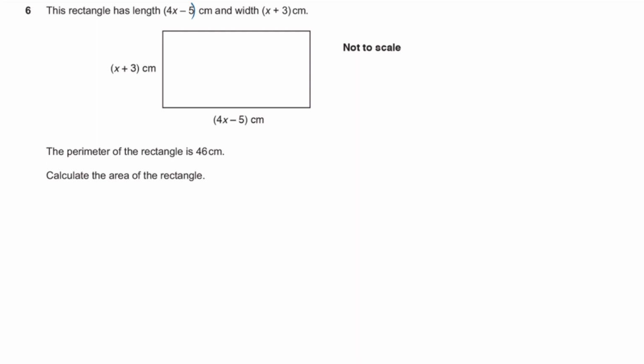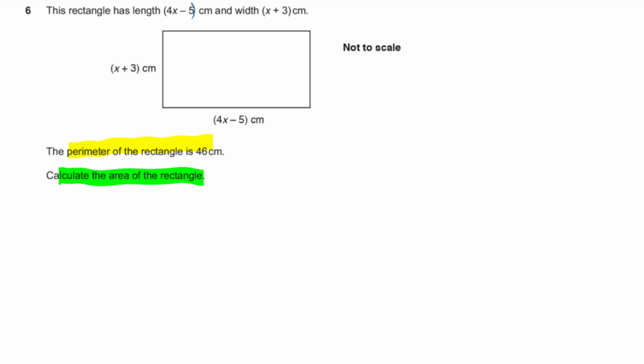Okay. So we've got two things to do here. First off, we're going to form a linear equation in x using this perimeter fact here. Hopefully then that tells us what x is, and we can then go on to calculate the area of the rectangle after that, can't we? Okay, so let's do the perimeter thing first.